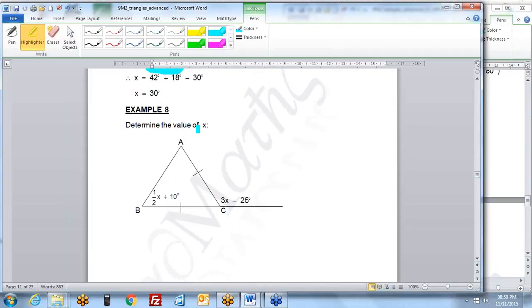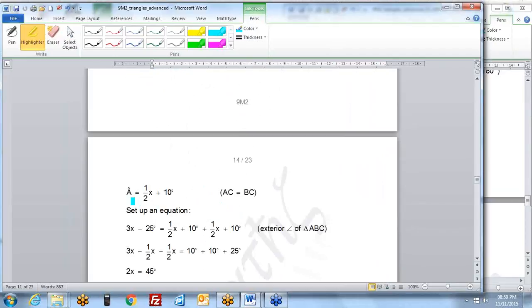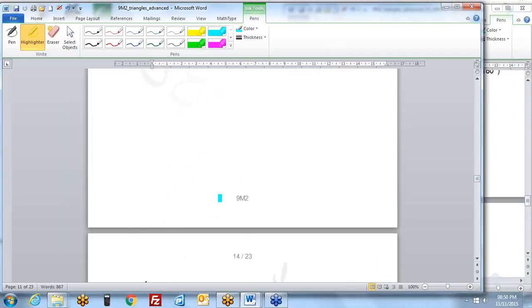Then example 8, determine the value of x. So BC equals AC. So in other words, angle A will be the same size as angle B, because AC equals BC. So we will add these two angles and equal it to 3x minus 25. And the reason will be an exterior angle equals the sum of the two opposite interior angles. And that's what they show you here. Angle A, this one over here, we're first going to say is equal to angle B because of AC being equal to BC.